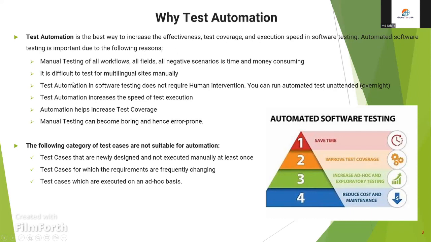So these are some of the reasons we do automation, and some of the categories that are not suitable for automation: tests that are newly designed, that change frequently, and whose test cases are executed on an ad hoc basis.